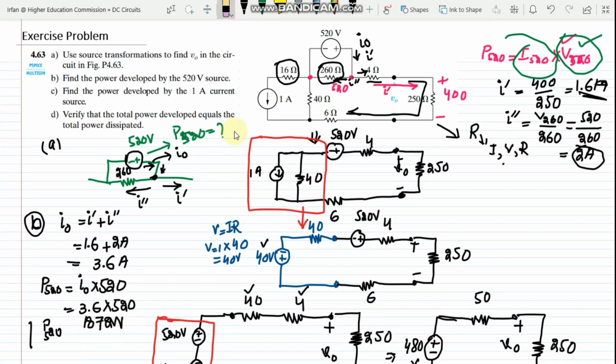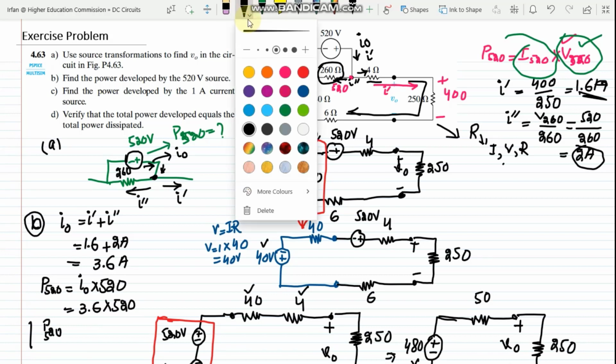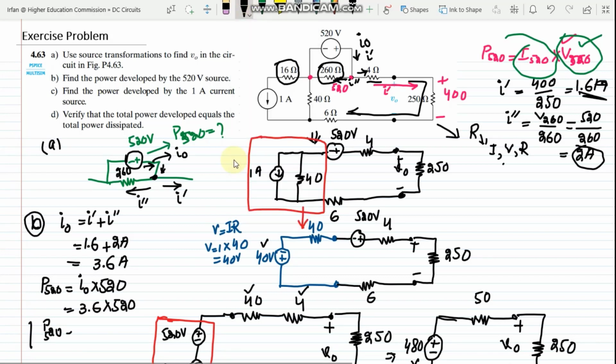So let me remove it and write it clearly here. That is now 1872 watts. So that is the answer of this part B. Now in order to find the other quantities, let me now remove all these.